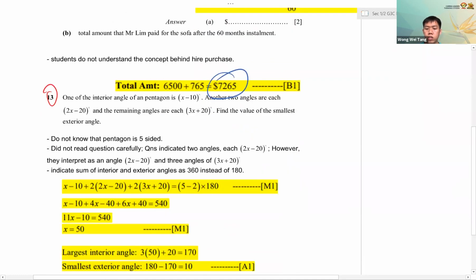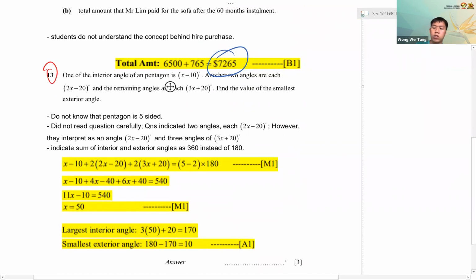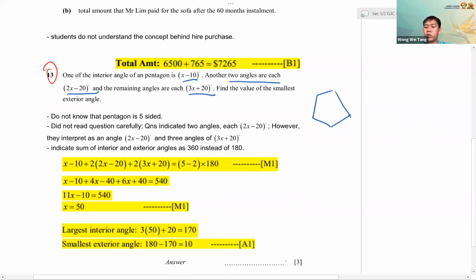Next one, question 13. The question talked about a pentagon. So pentagon, 5-sided figure: 1, 2, 3, 4, 5. They didn't say that it is a regular pentagon, so we are expecting different angles. They mentioned one angle is x minus 10, another two angles are 2x minus 20, and the remaining will be 3x plus 20. So there are two of them over here.